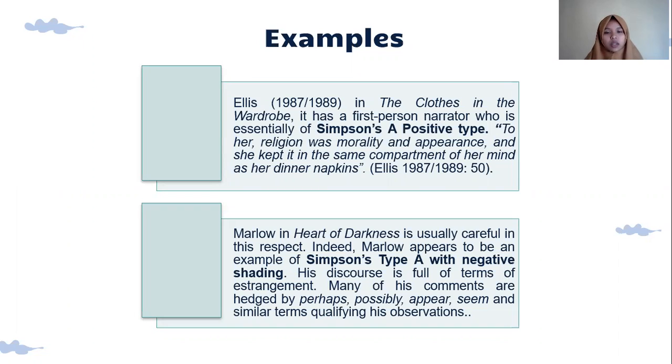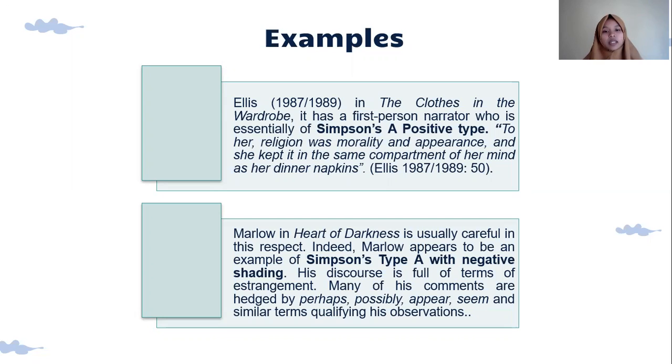Alice in The Clothes in the Wardrobe has a first person narrator who is essentially of Simpson's A positive type. "To her, religion was morality and appearance, and she kept it in the same compartment of her mind as her dinner napkins." The words "to her" represent the narrator's perception and also the thoughts of the narrator. So that's why it is identified as Simpson's A positive type.